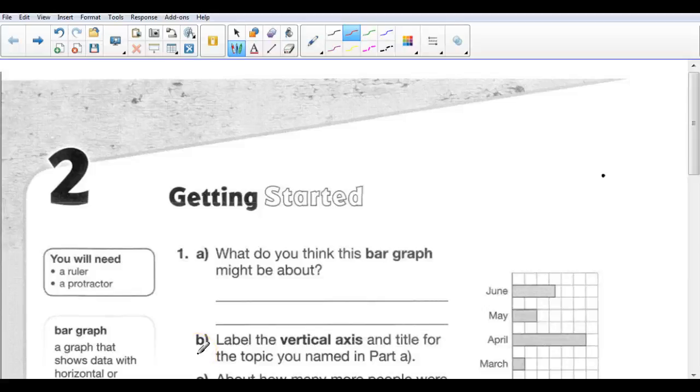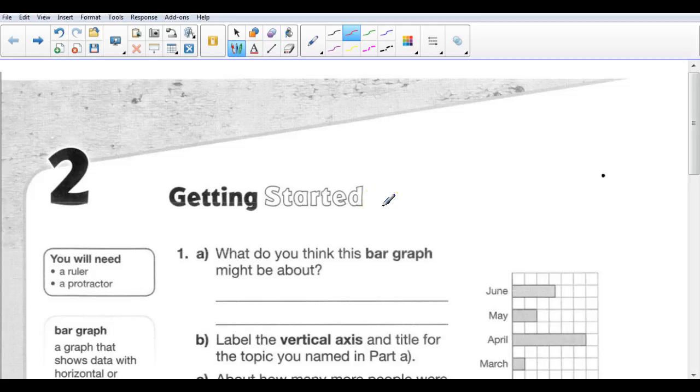Okay, welcome to Chapter 2. This is Chapter 2, getting started. Just an introduction to Chapter 2, and Chapter 2 deals with working with graphs. So we're going to be looking at several different kinds of graphs, how to interpret them, how to read them, how to draw them, okay, how to label them.